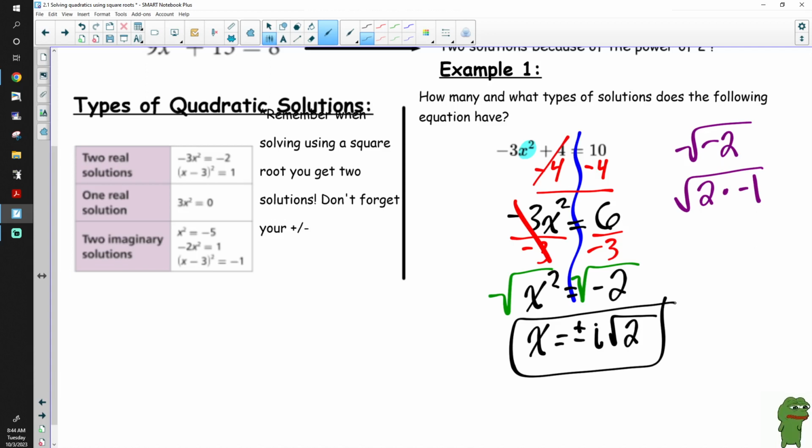Now guess what? Okay, so did this equation have 2 real solutions, 1 real solution, or 2 imaginary? 2 imaginary. A positive and a negative i square root of 2. So 2 imaginary. And we knew that right at this step. Right when we got there, we knew. We knew it was going to be 2 imaginary.